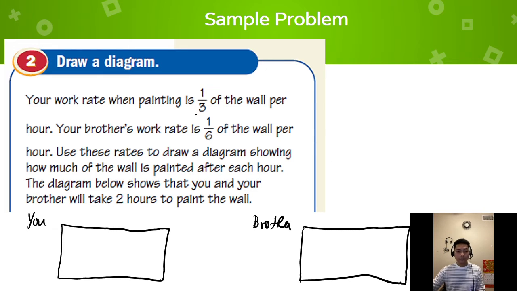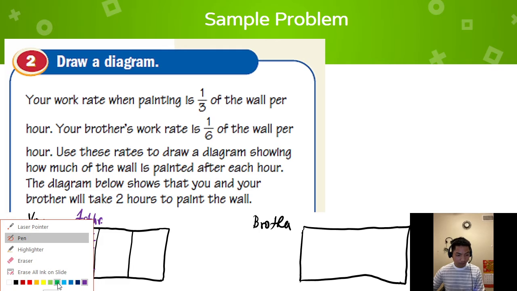Now, your work rate when painting the wall is 1/3 per hour. Okay, what does it mean? So if I divide this wall into 3 parts, 1 and then 2 lines, so we have 3 parts. This means that you can finish the job in 3 hours, right? So this is your first hour right here. That's your first hour.